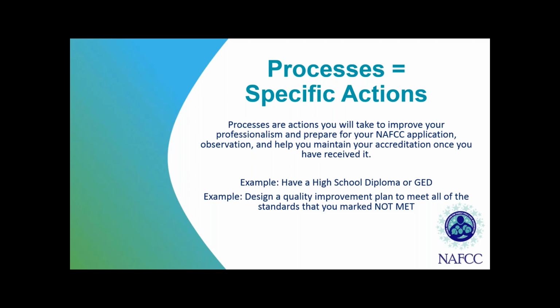Okay, so for example, an example of a process would be have a high school diploma or GED. That's something very specific that you need to accomplish before you can submit an application. Another example, design a quality improvement plan to meet all of the standards that you marked not met. So that's what we just talked about, going through the standards, writing a note down about how you're going to improve it, and then actually following through with your plan.